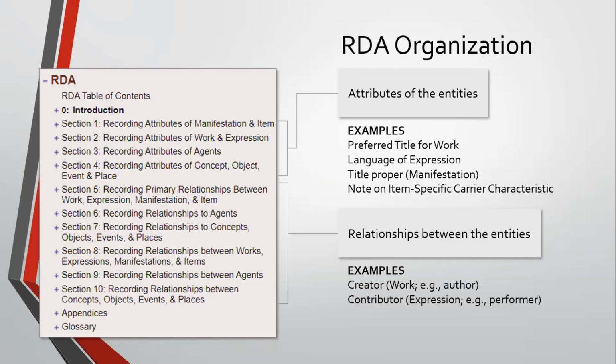So title proper, which applies to the manifestation, and a note specific to an individual item are found under recording attributes of manifestation and item. Guidelines for recording relationships between entities are found in sections 5 through 10. Some of these might be the relationship between a work and its author, or an expression and its performer.